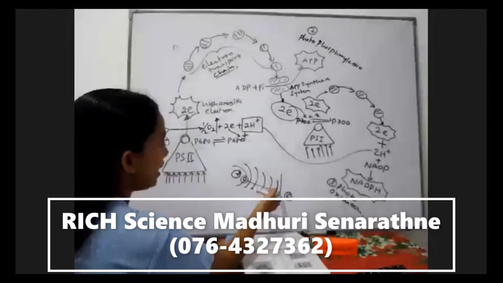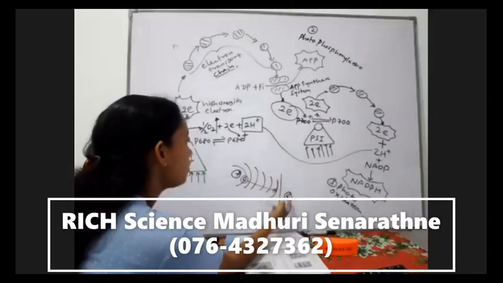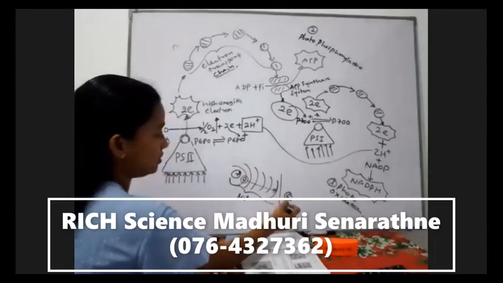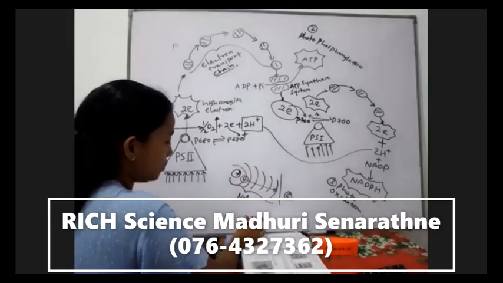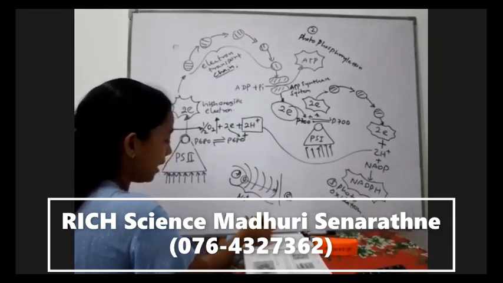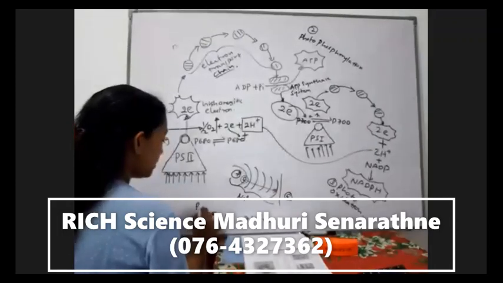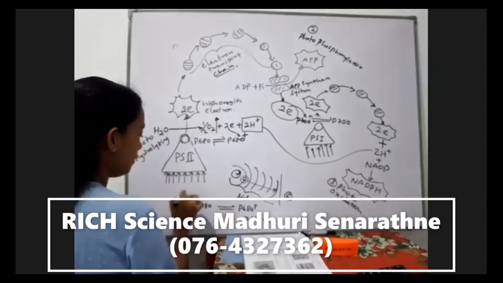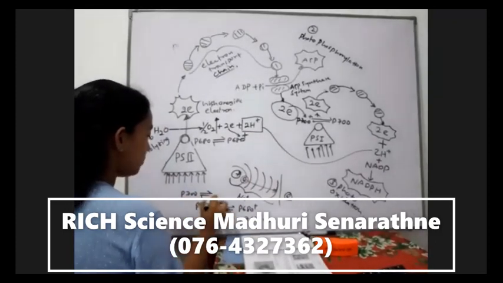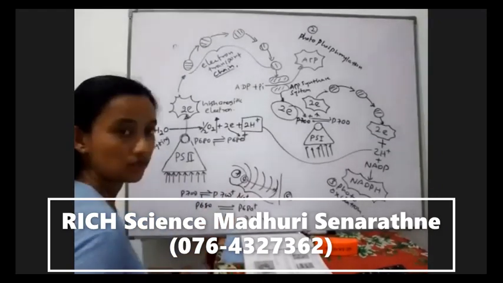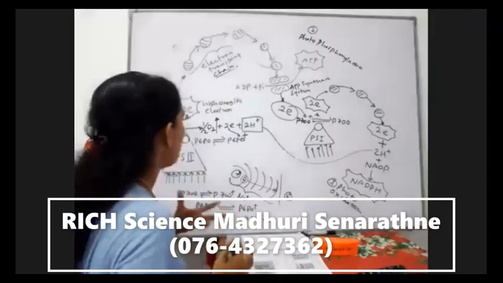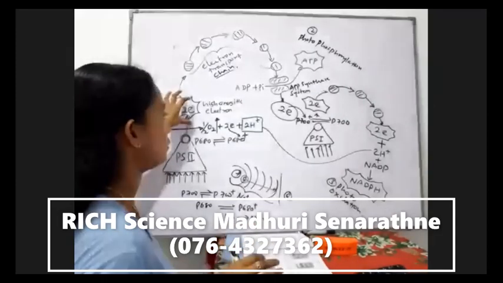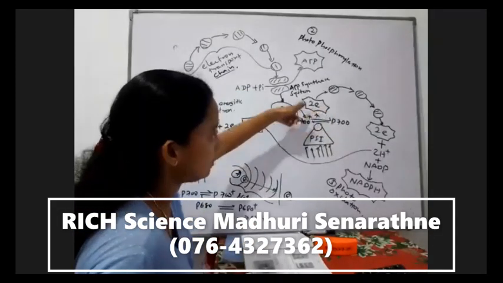Once the electron has left, the atom becomes a positive ion, like sodium becoming sodium plus and an electron. Like that, in both cases P680 becomes P680 plus, and P700 becomes P700 plus. And the water releases electrons. These electrons are high energy, which is why we represent them in this manner.